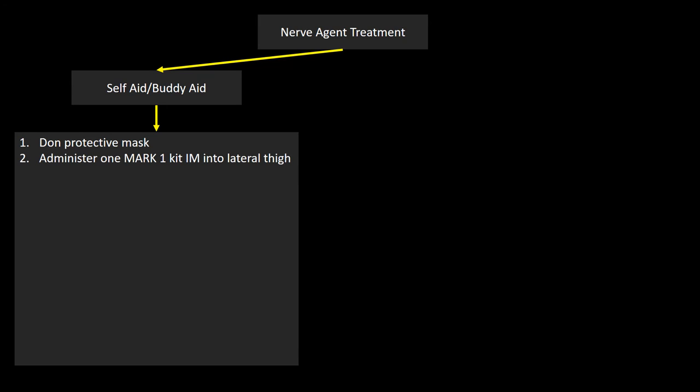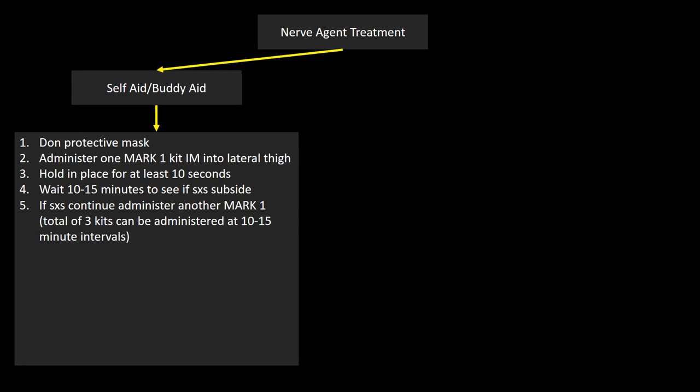If the patient is showing symptoms of a nerve agent, you've got to administer one Mark I kit intramuscularly into the lateral thigh. Hold in place for at least 10 seconds, just like an EpiPen. Wait 10 to 15 minutes to see if the symptoms subside. If symptoms continue, administer another Mark I. A total of 3 kits can be administered at 10 to 15 minute intervals. If a patient has severe symptoms, you can give them all 3 of their kits immediately and also give them a dose of diazepam. Give them the CANA as well.